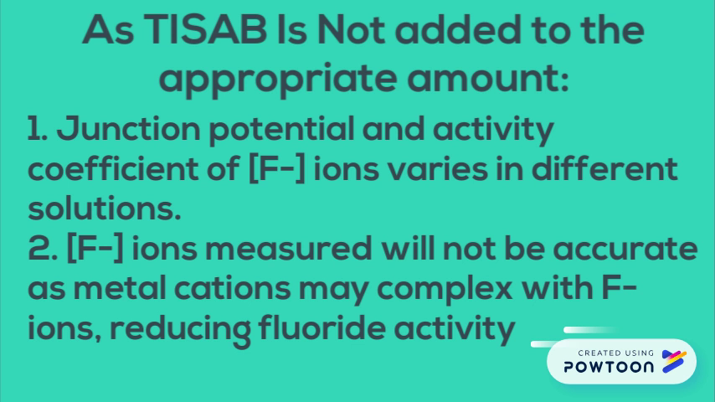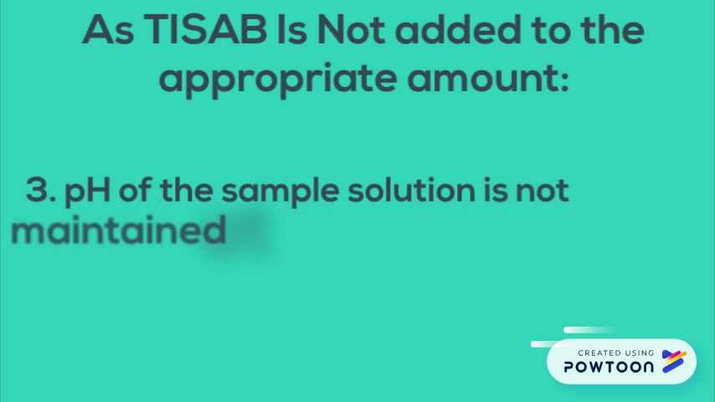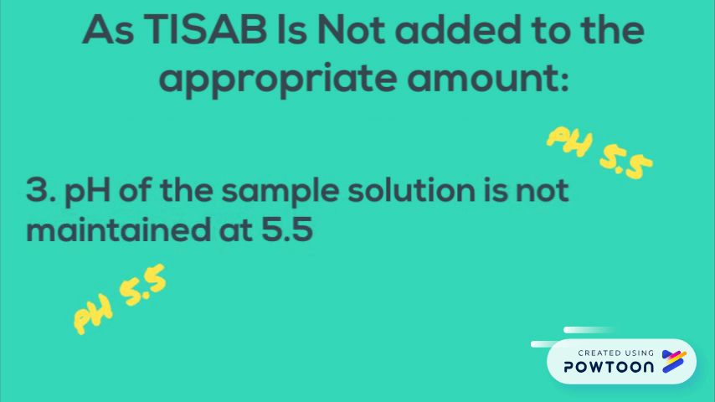So how does the concentration of fluoride ions affect fluoride activity? When the background ionic strength and activity coefficient are constant, the fluoride ion activity is directly proportional to the fluoride ion concentration. So, moving on to the third consequence: the pH value of the sample solution is not maintained at 5.5.